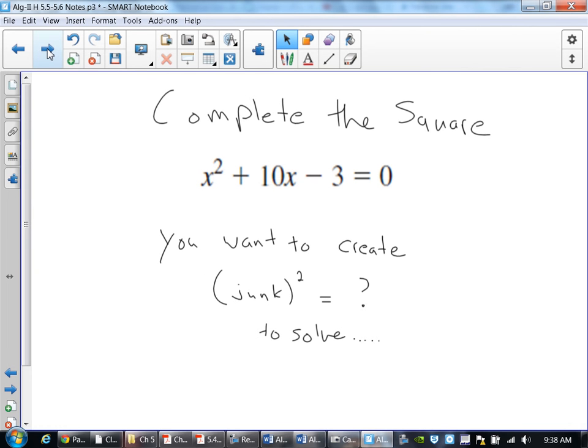What we want to do here is take a problem that looks like this, x squared plus 10x minus 3, and we want to solve it. If I'm looking at it right now, we're trying to think, what times what is negative 3 and adds together to get 10? There's nothing. Which means we could have imaginary solutions. We could have no solutions. We don't know. So what we do is we set it up to complete the square. We want to create junk squared because then you can take the square root of both sides.